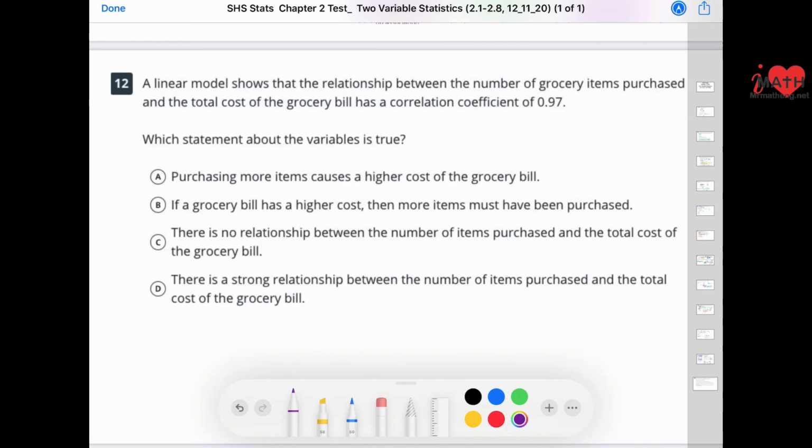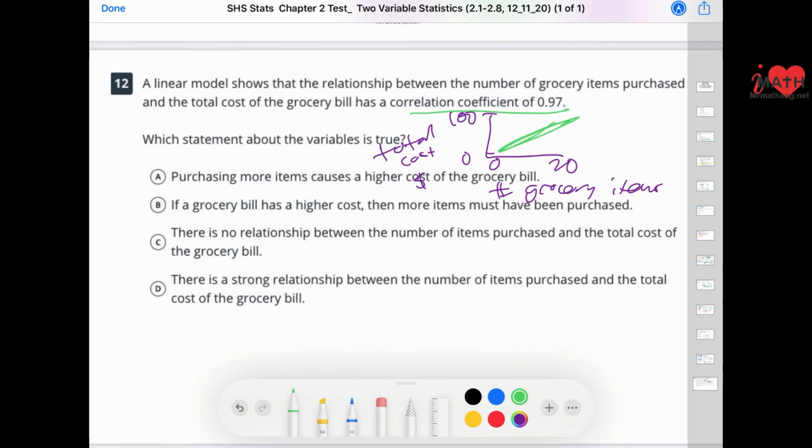A linear model shows the relationship between the number of grocery items purchased, say 0 to 20, and the total cost, 0 to $100. It has a correlation coefficient of 0.97, so it has to be strong, right? Which statement about the variables is true? A: Purchasing more items causes a higher cost of the grocery bill.